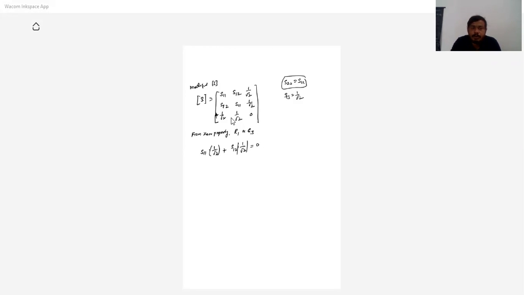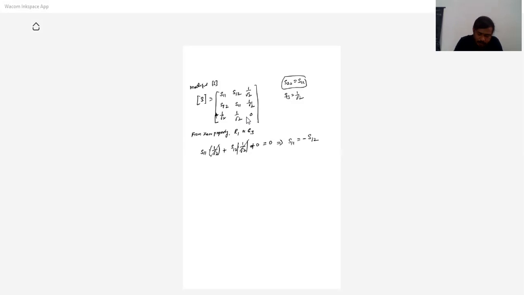So row 1, column 3: S11 into 1 by root 2, S12 into 1 by root 2, and there is 0 there, so plus 0, that is equal to 0. Right? This is the 0 property. So from this you can write, the 1 by root 2 also gets cancelled, so S11 is equal to minus S12.